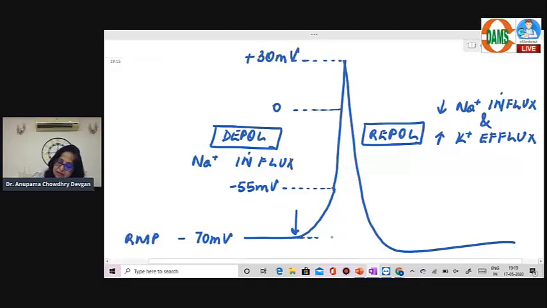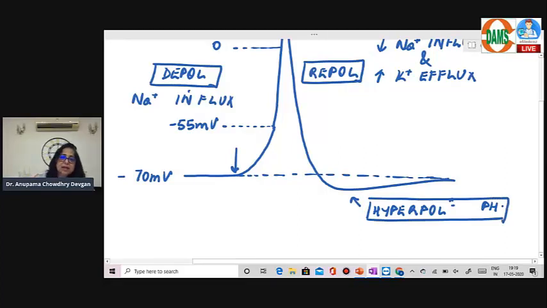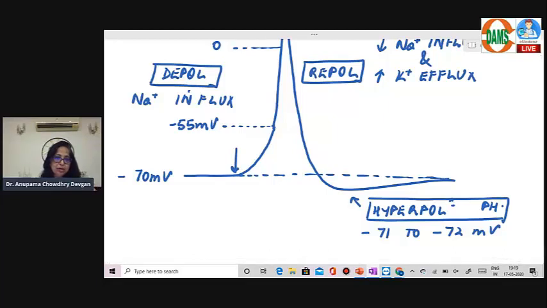Now, let's look at another phase. There is something known as the hyperpolarization phase. What is this hyperpolarization phase of the action potential due to? During this phase, the potential is 1 to 2 millivolts more negative than the resting membrane potential. That means the potential is about -71 to -72 millivolts.